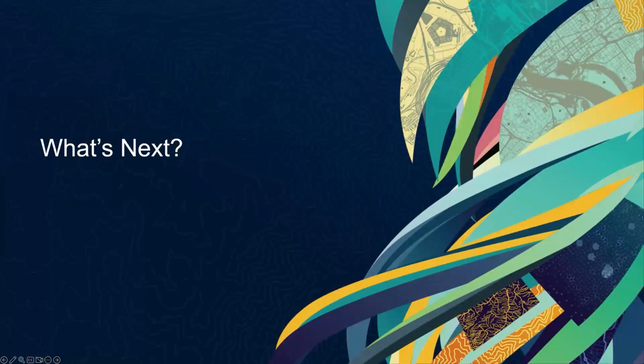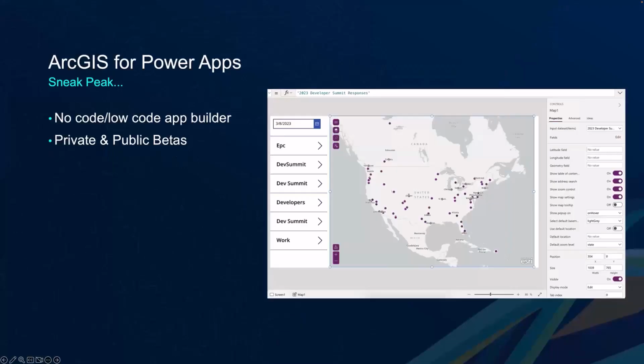So we've talked about the 5 components that are there now. So let's talk about what's next. The next thing that we're working on, and this is kind of a sneak peek because we're currently in a private beta for this application. So ArcGIS for Power Apps is bringing a map-based control into Microsoft's configurable app builder.